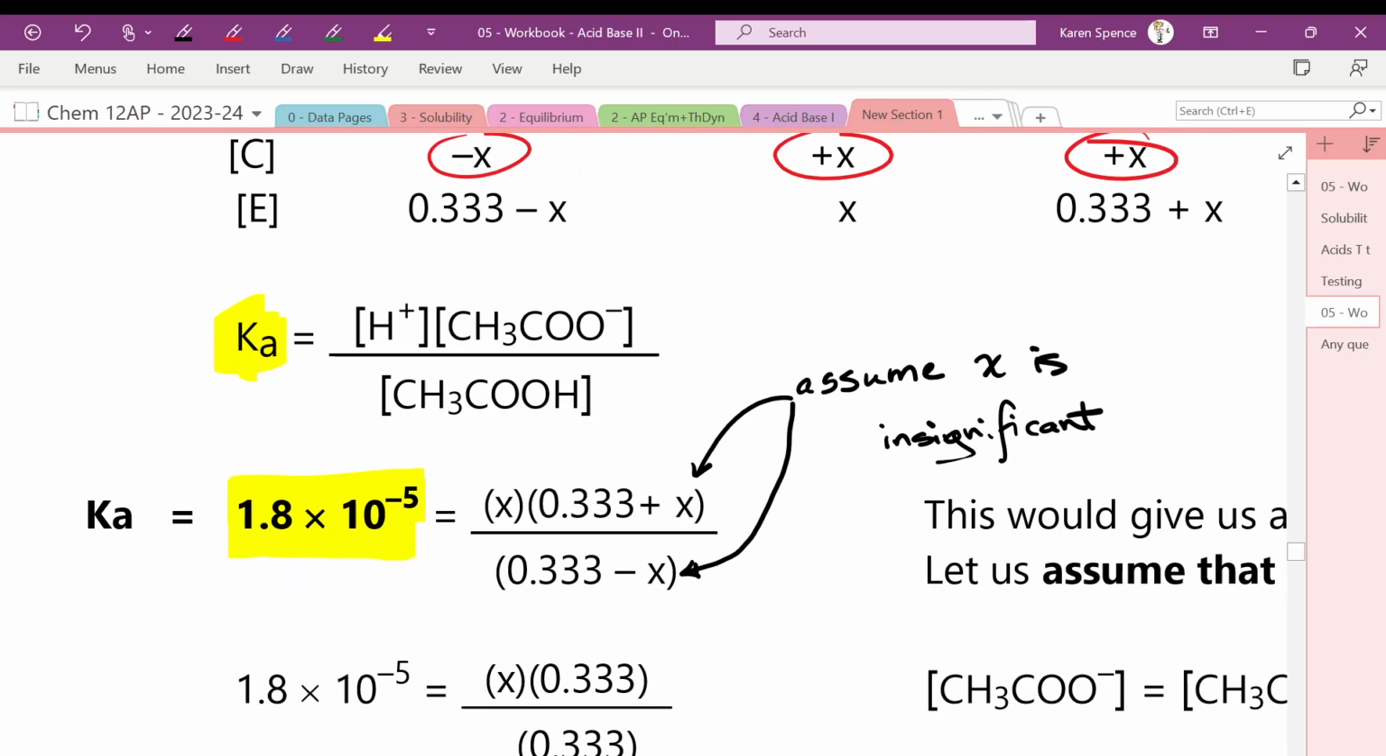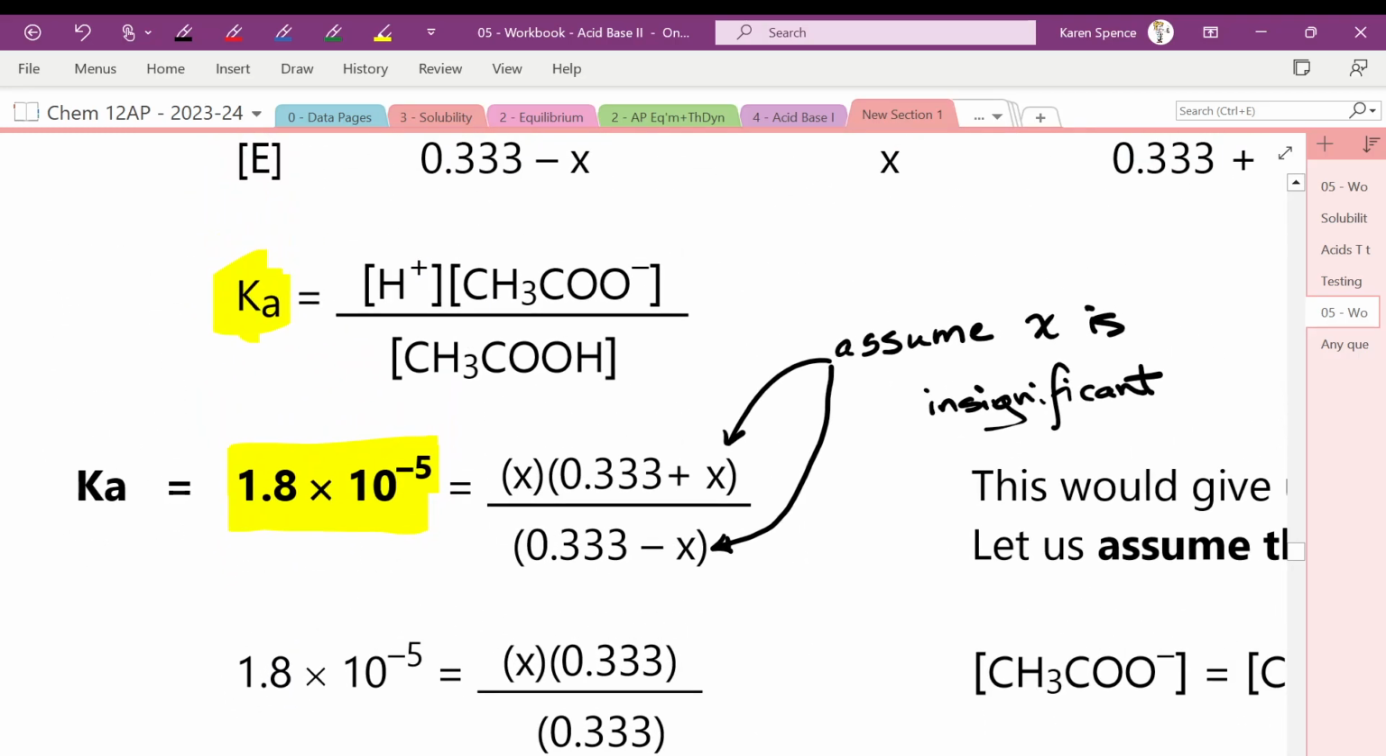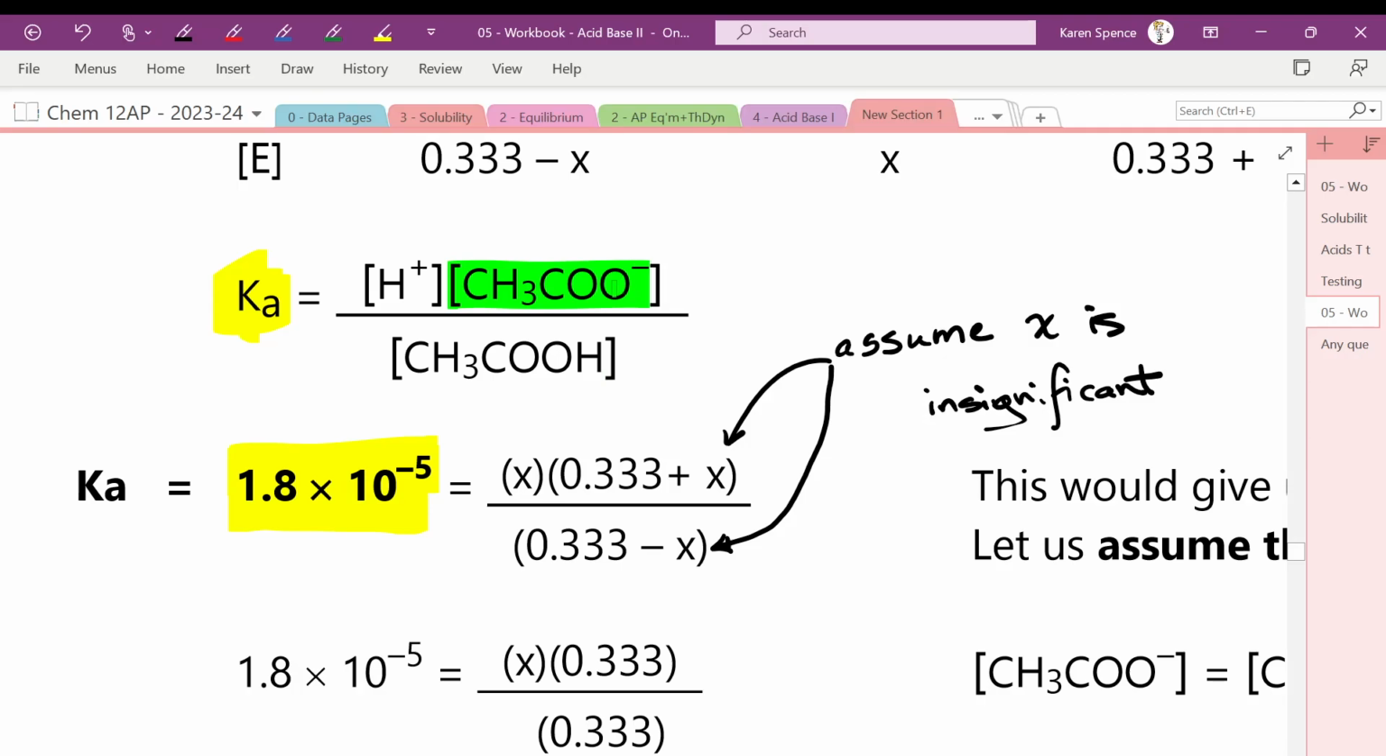And that gives us, oh my gosh, now the math becomes glorious. Look at it. Do you like that? Because guess what? We have exactly the same amount of the acid form and the base form, right? These are the same. And so we just go, oh, I can just cancel those out. So x, which is equal to the hydrogen ion concentration, is equal to 1.8 times 10 to the minus 5.